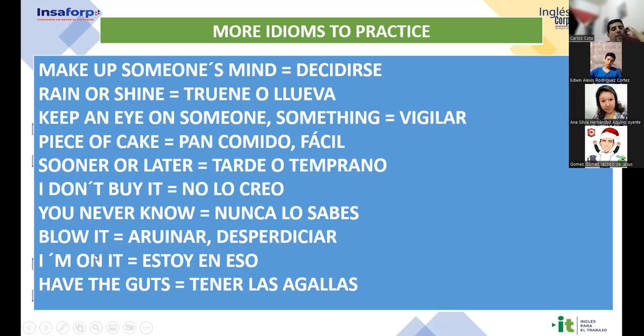Love it. I'm on it. Have the guts. Again, right? Make up someone's mind. Rain or shine. Keep an eye on someone. Piece of cake. Sooner or later. I don't buy it. You never know. Love it. I'm on it. Have the guts. Okay, now let's go to the exercise.